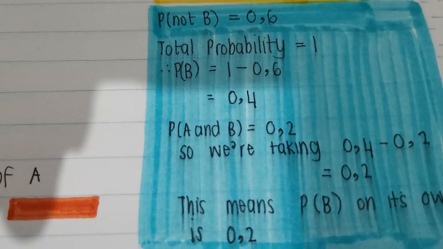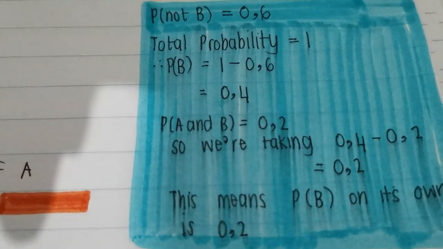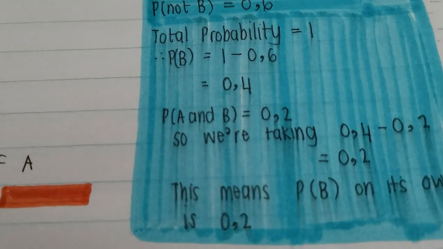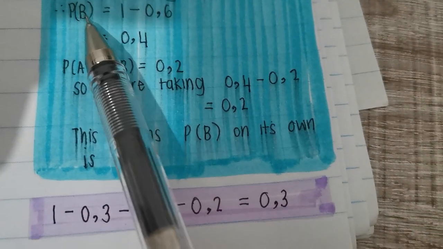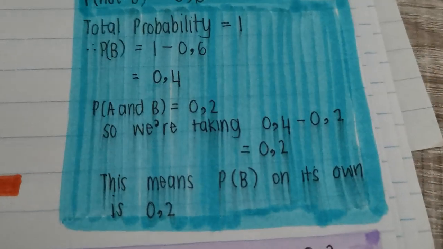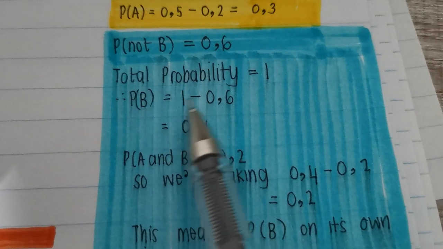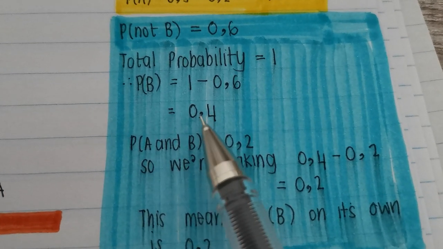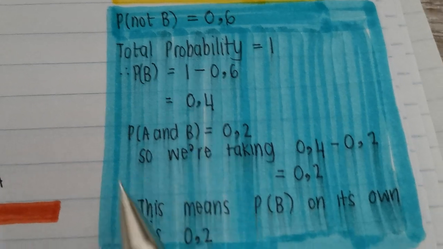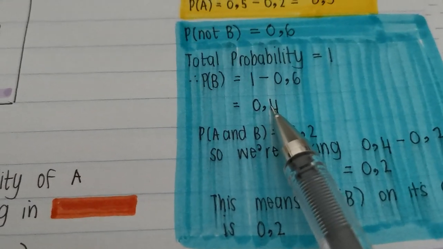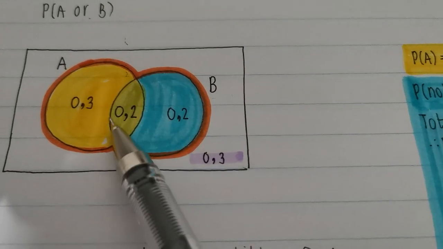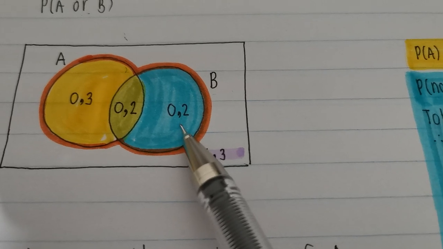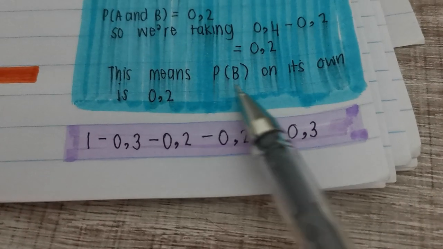Sorry, I lost my train of thought. Probability of B is the same thing as 1 minus probability of not B. That's what I did over here, 1 minus the 0.6, so that gives me 0.4. 0.4 is everything that is B. Then I said A and B is 0.2, this part over here. So the 0.4 minus the 0.2 of this middle gives me this part as 0.2. That's what I wrote here. This means probability of B on its own is 0.2.